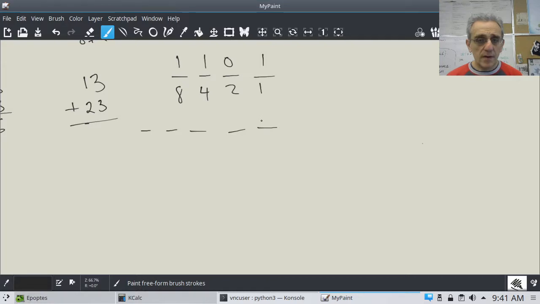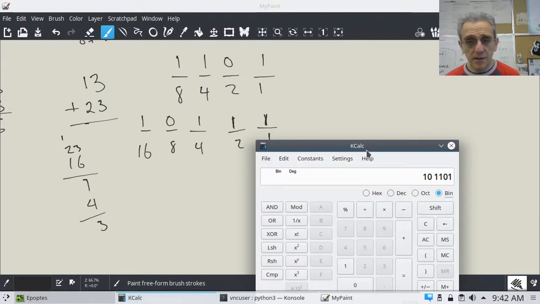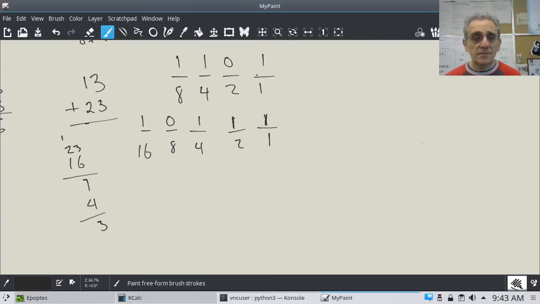So for, once again, this 1, oops, no, let's put it below. 1, 2, 4, 8, 16. So let's go 16. So from 23, because, oh yeah, no, that's a 4. Yeah, that's right. So 4 take away, and then we're left with 3. And so that's a 1 and a 1. I've already put a 1 there. Okay, so there's a 1 there too, I forgot. So just to double check, I went for 23 decimal, and we'll go binary. Yeah, that's right. Okay, so now we'll add these guys.